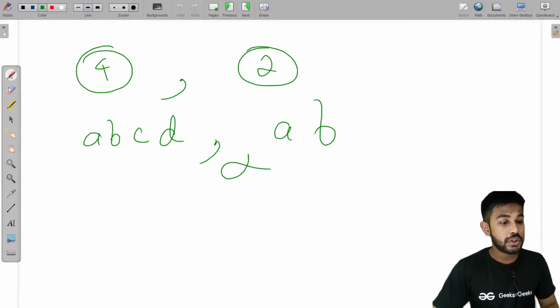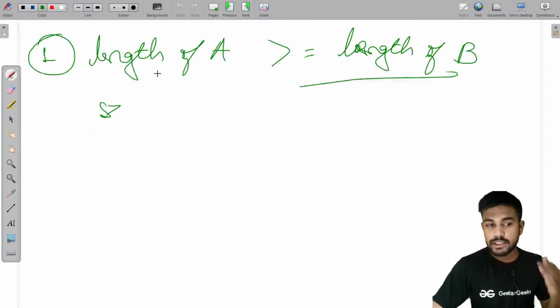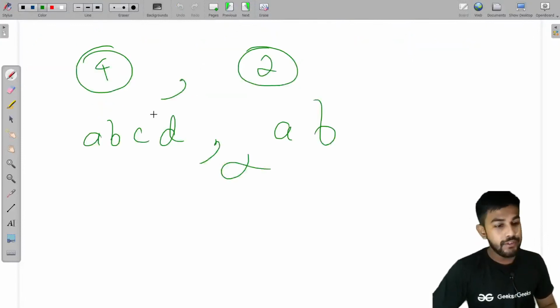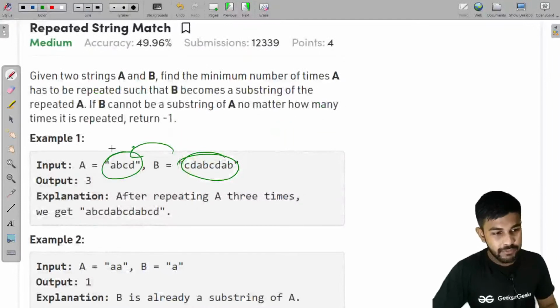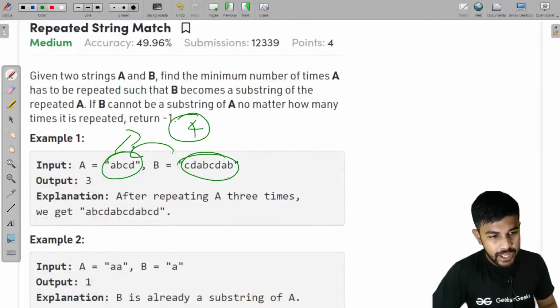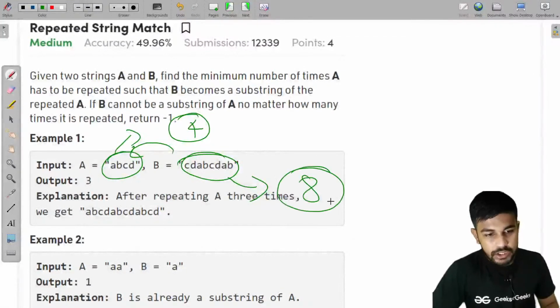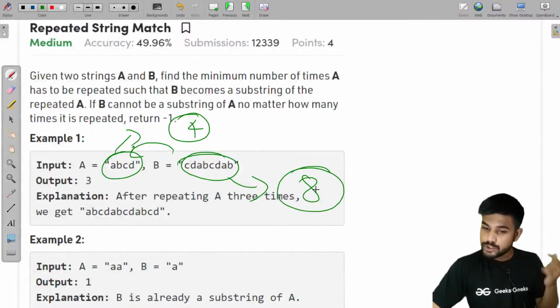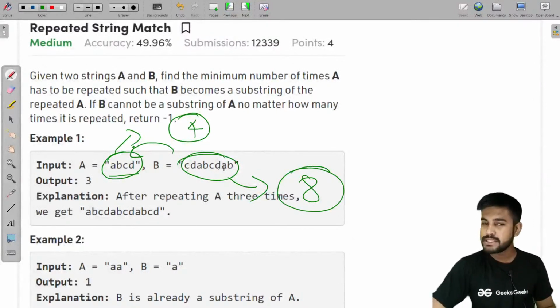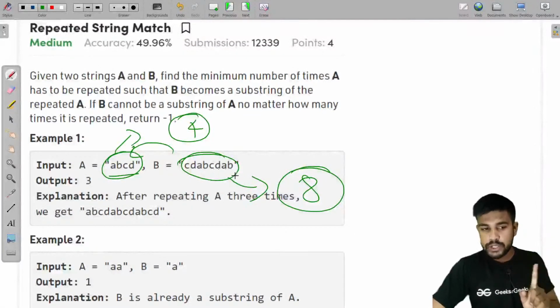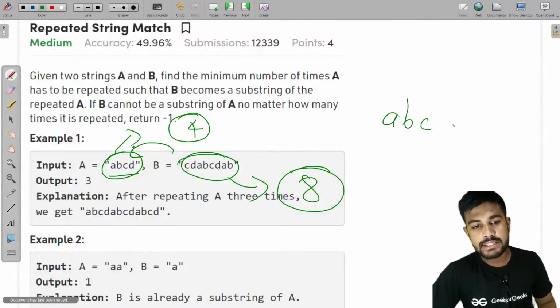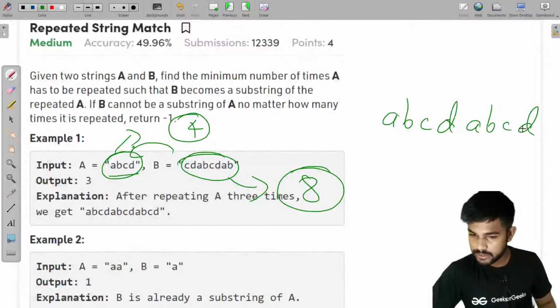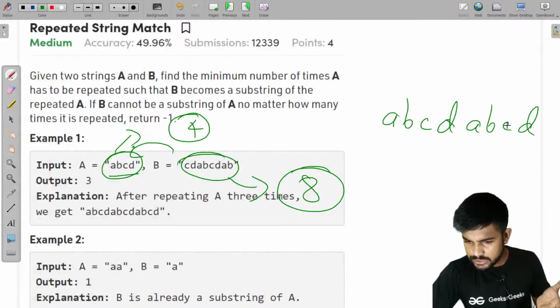Okay, good to go. So now the length of A should be greater than B to make B a substring of A. So we can see that if A is less than B, what is the length of A? The length of A is 4 and the length of B is 8. So we know that at least 2 times ABCD is required to make B a substring of A. So we can write ABCD and then ABCD, and we increase the count.